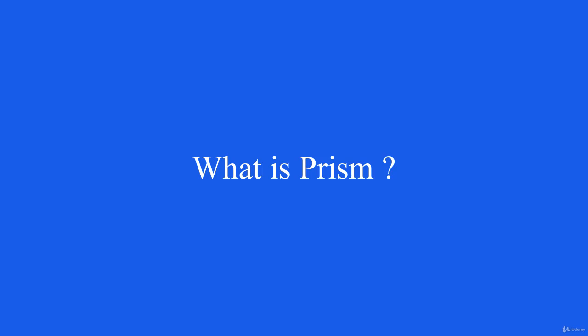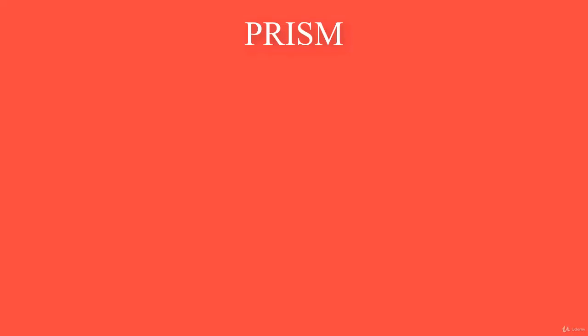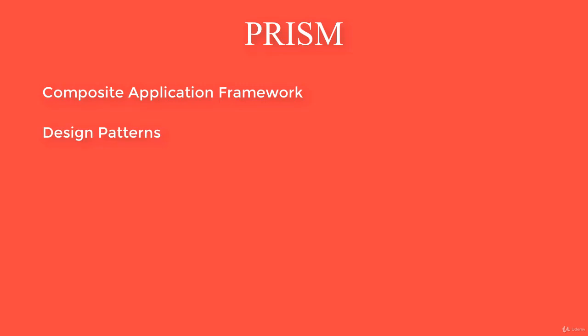So, what is Prism? In the simplest form, Prism is simply a framework for developing composite applications. It allows you to take a large or complex application and break it down into smaller, more manageable pieces. Prism relies heavily on design patterns to help promote loose coupling and separation of concerns. Some of the common patterns you will run into are the dependency injection pattern, inversion of control pattern, command pattern, and model view model pattern.